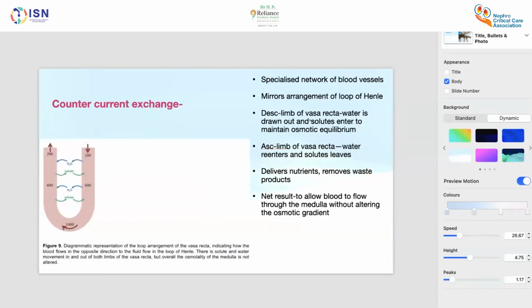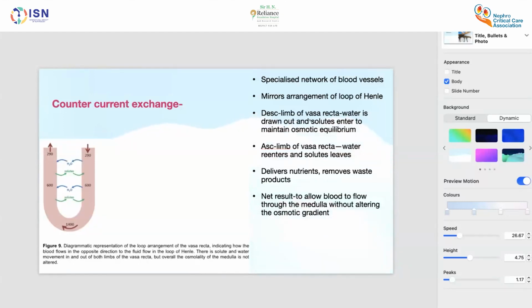The countercurrent exchange mechanism: there is a specialized network of blood vessels around the loop of Henle, which mirrors the arrangement of the loop of Henle. In the descending limb of these vessels, the vasa recta, water is drawn out and the solutes enter to maintain the osmotic equilibrium. In the ascending limb of the vasa recta, water again re-enters and the solute leaves.